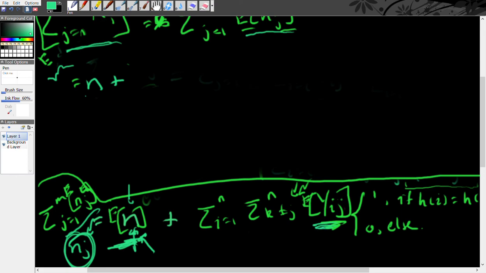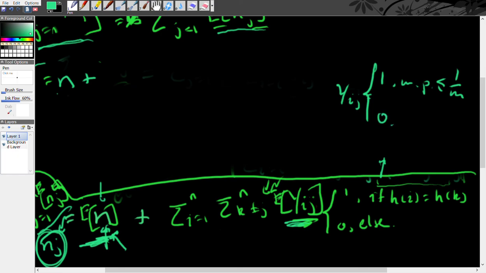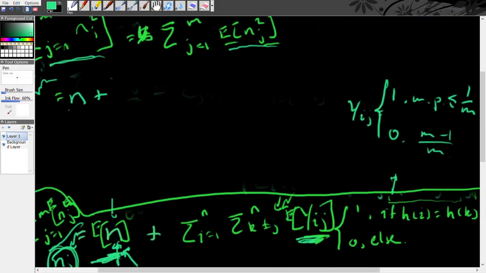Now, what is this? This is an indicator random variable, so we have to ask ourselves what is the probability that hi equals hk. I hope you remember that based on our definitions. So Yij is equal to 1 with probability at most 1 over m, because this was based off our hashing guarantee, and 0 otherwise, which is (m minus 1) over m. This was based off the previous definition that I had erased; I wrote it somewhere around the top.